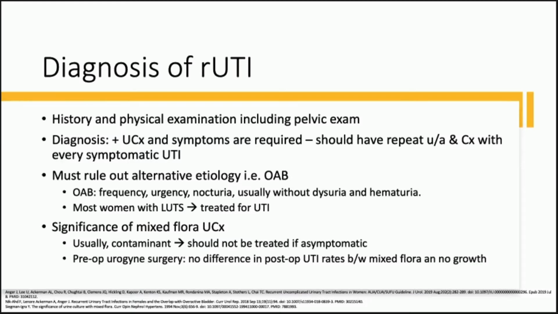suspicious for cystitis. In the differential diagnosis, we also need to rule out overactive bladder because patients with OAB will usually present with LUTS, including frequency, urgency, nocturia, but usually they won't have dysuria or hematuria, which is frequently seen in patients with UTIs. There was actually a review study that showed that most women presenting with LUTS are treated preemptively with antibiotics for UTIs. But when their cultures were obtained, less than half of these women indeed had bacterial growth in their urine, meaning that we're somewhat over-treating patients presenting with LUTS.